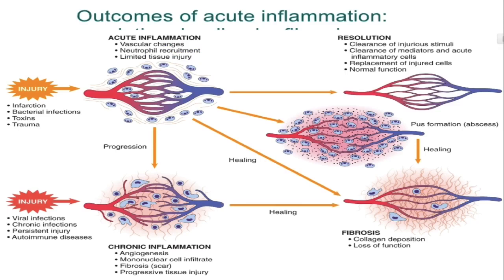There are several potential outcomes of an acute inflammation. As you can see in this diagram here, first, whenever you get an injury, then you will get those acute inflammatory changes with the vascular changes and neutrophil recruitment and all the associated features and cardinal signs that come with it. After the completion of the inflammatory process and termination of that inflammation, then you can have any one of these potential outcomes.